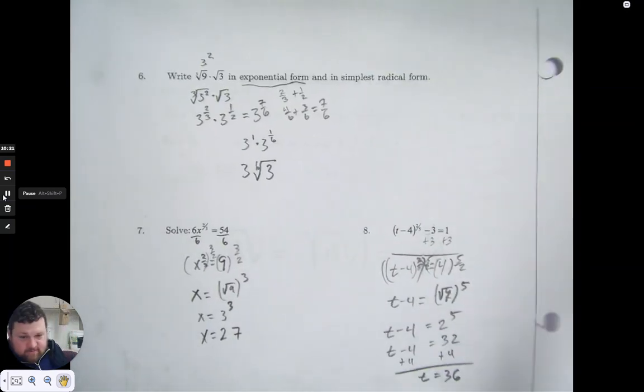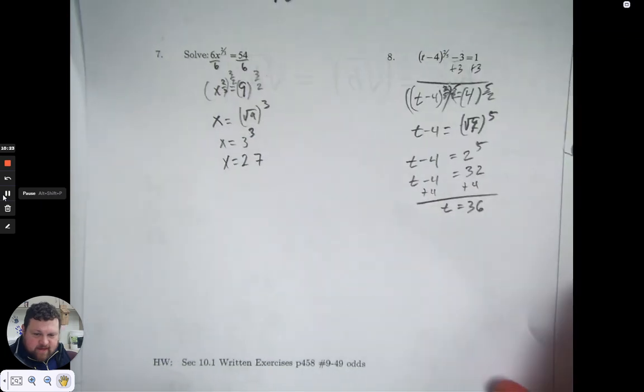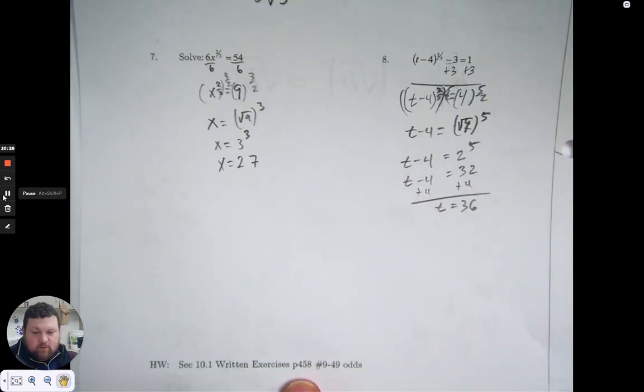So those are the examples we have. Your homework is down here at the bottom of the page. We're doing page 458, 9 through 49 odds.